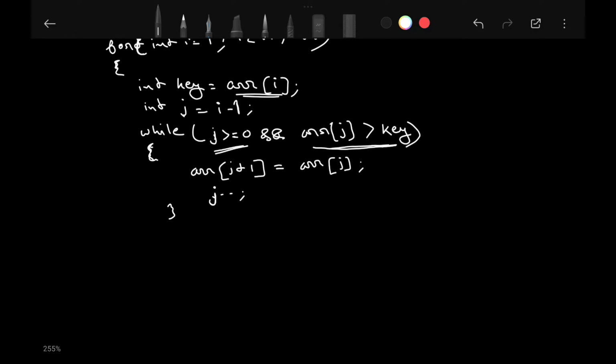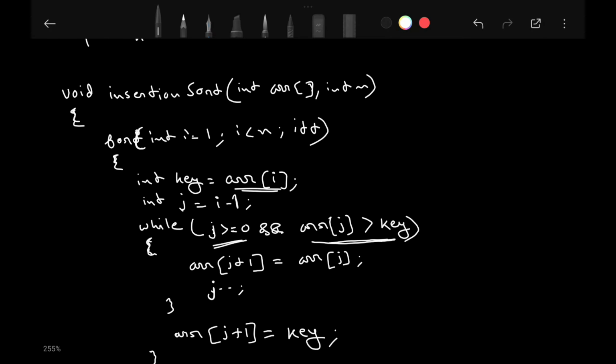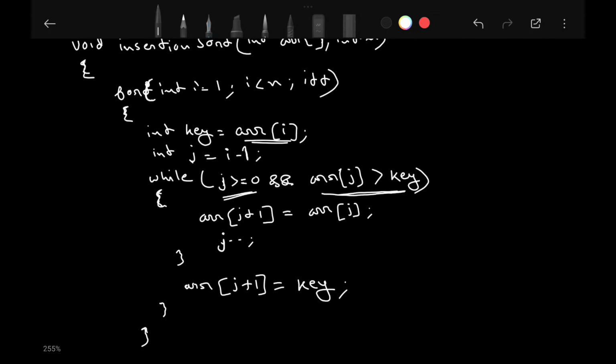we will stop this loop, and as I told you, we will place the key in its correct position. We will place the key in its correct position, and that's it, our whole program is done. We'll close our for loop and we'll close our function, and this is the gist of it. This is our function for how insertion sort works, and it will be working absolutely fine.